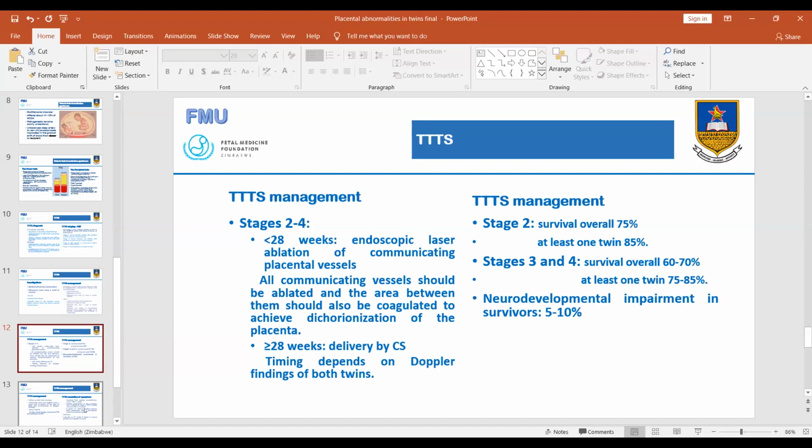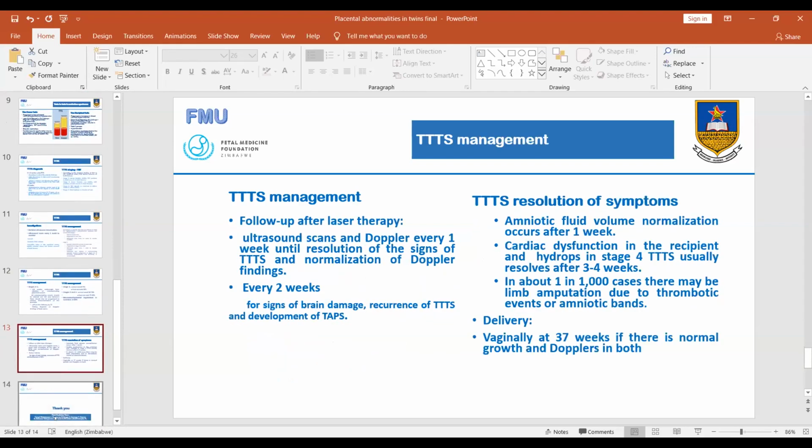For the survival rates, for stage 2, it's quite good. The overall survival rate is about 75%, and for at least one baby, it's 85%. For stages 3 and 4, the overall survival rate is 60 to 70%, and survival of at least one twin is up to 85%. However, these babies are at risk of neurodevelopmental impairment, and this can affect up to 10% of the babies.